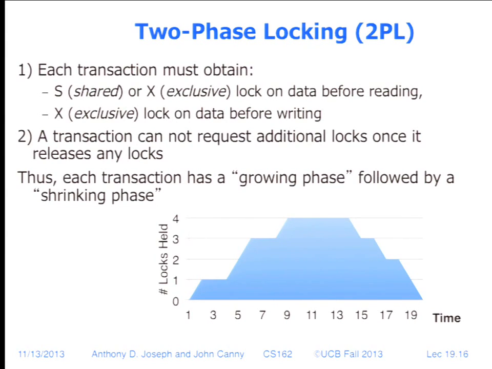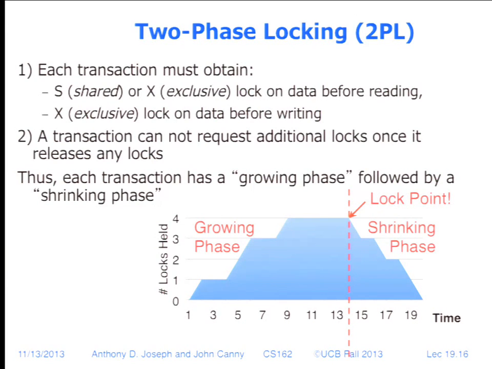So the picture looks like this. This is in terms of the number of locks held. It has to be going up for a time. As soon as it goes down, it has to keep going down. You can't acquire any locks once you've started releasing them. Here the acquisition phase is to the left, the growing phase. And then there's a shrinking phase. Normally this point here is called the lock point. It's the point where all of the locks are held right before they're released.